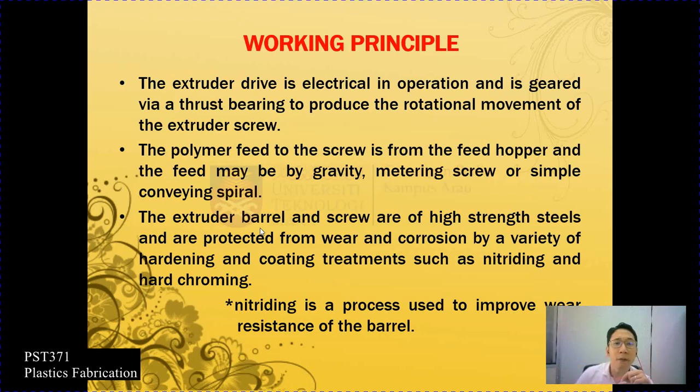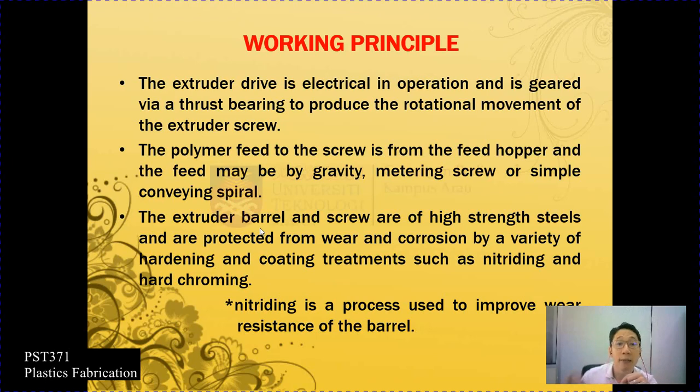Different from the extruder, the rotation itself will allow the material to fill the extruder parts, the screw and the barrels. Although the material is fed by either the gravity itself, the measuring screw, the screw that we have, or a simple conveying spiral. That is why if we look, the screw has a conveying spiral. When it rotates, it will feed the material and push the material to move forwards. Okay, and eventually it will be melted, molten polymer, and be extruded to an article that you desire.